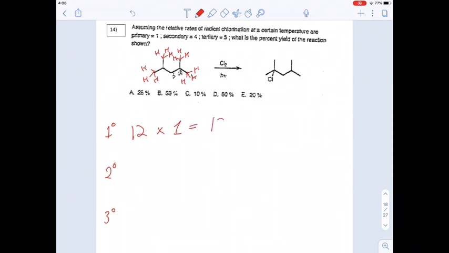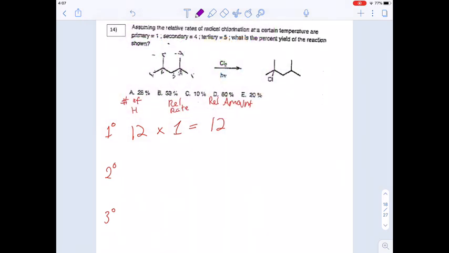So you have 12 H's that can be replaced by a chlorine, times the relative rate of a primary H, which they gave you in the question, is 1. So 12 times 1 equals 12. Let me go ahead and label number of H, relative rate, and then relative amount. So that means the relative amount of primary H replacements that could happen is 12. Okay.